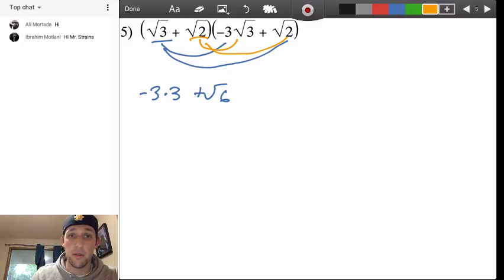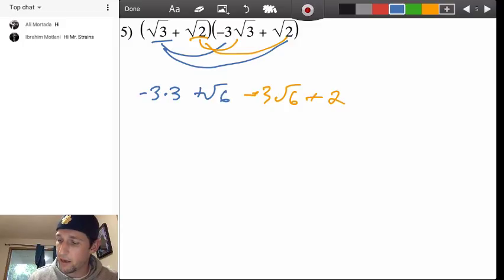Okay, now I'm going to distribute my square root of 2. I get negative 3 root 6. All I'm doing is multiplying the square root of 2 and the square root of 3 together. And then last I multiply root 2 and root 2 and I get 2. Okay, I'm going to do some rewriting here really quickly. Negative 9 plus root 6 minus 3 root 6 plus 2.